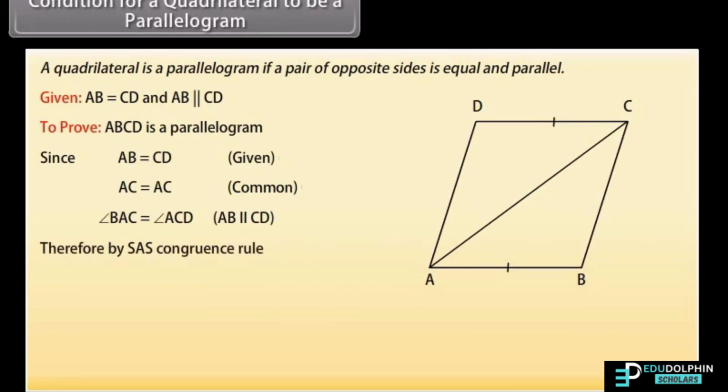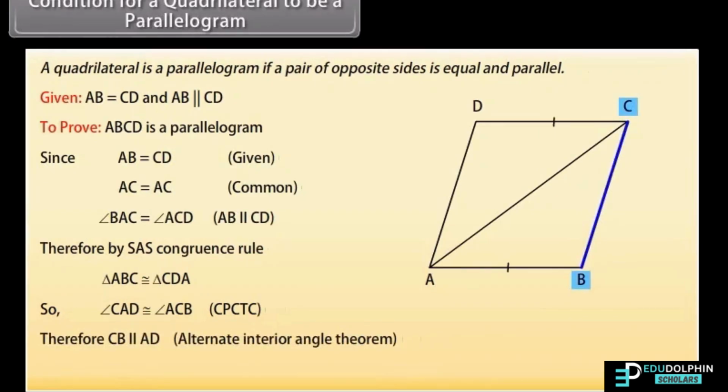Therefore, by the SAS congruence rule, triangle ABC is congruent to triangle CDA. So, angle CAD is equal to angle ACB because corresponding parts of congruent triangles are congruent. Therefore, CB is parallel to AD. Hence, ABCD is a parallelogram.